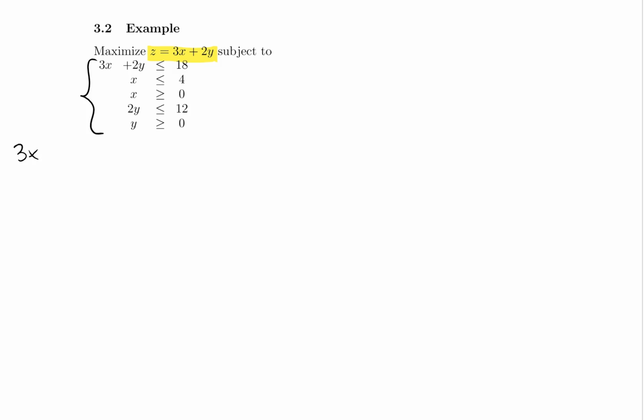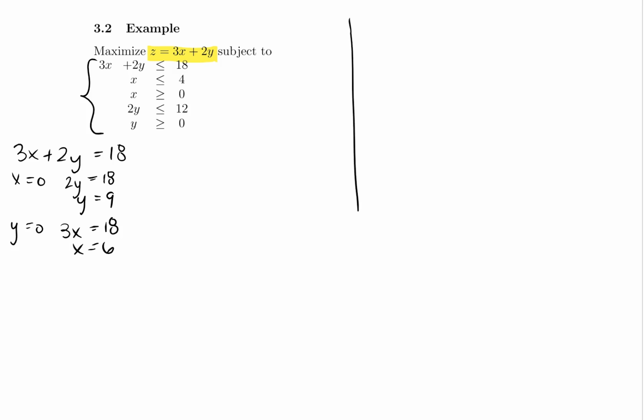So let's start with 3x plus 2y equals 18. If x is equal to 0, then 2y will equal 18, and so y is equal to 9. And if y is equal to 0, then we get 3x equals 18, and so x is equal to 6. So let's go ahead and start graphing our feasible region here. We have a point up at 0, 9, so this will be up at 9, and we have another point at 6, 0. So let's go ahead and put that here, 6, 0, and we can connect our dots with a solid line.